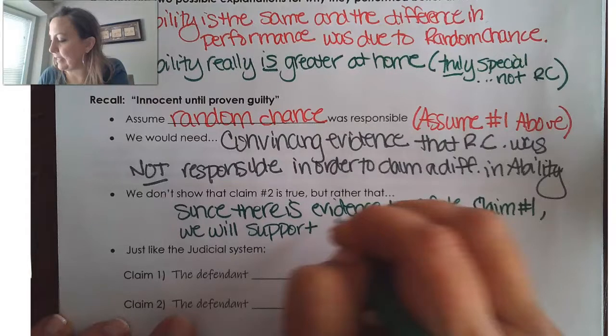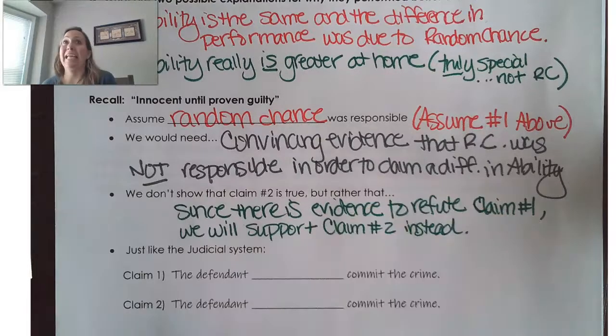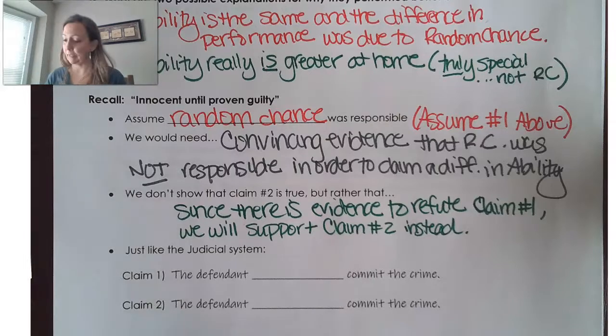So in this case, it would be like the jury saying, I can't say that they're innocent, so therefore I have to say we're guilty. So in our case, we're not convicting anybody. We're going to say because we have evidence that it's not random chance, that there is a difference in ability.